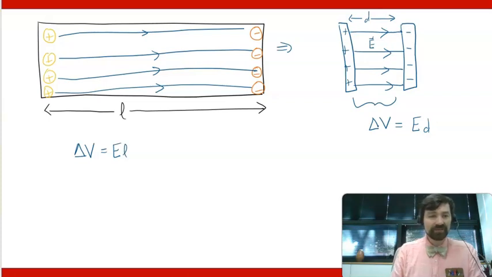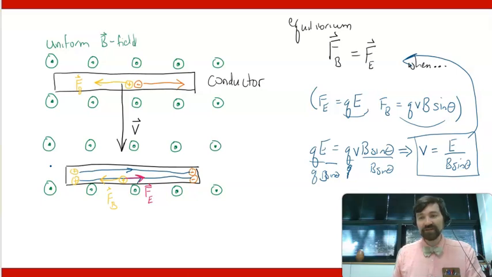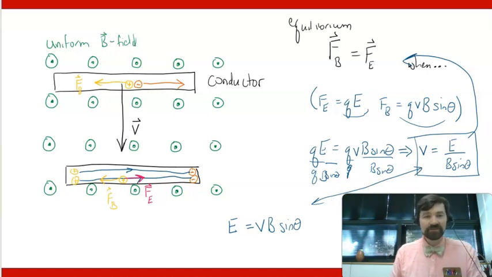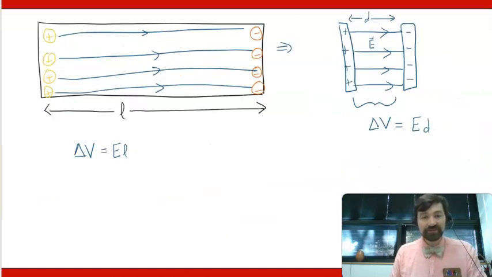But going back to this previous slide, V is E over B sine theta. We also could have written this as E is equal to V times B times sine of theta. So these two equations are equivalent to each other. That means that my delta V, my voltage drop between these two ends, will look like V times B times L times sine of theta.